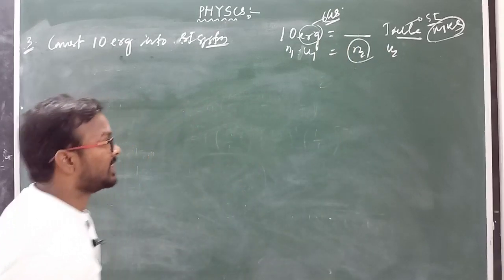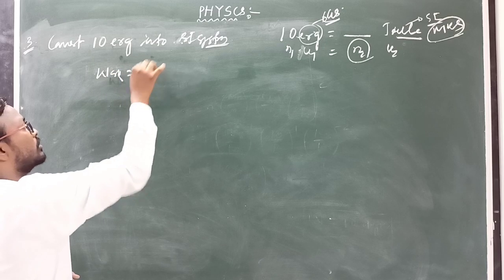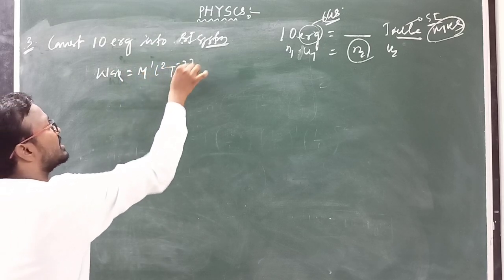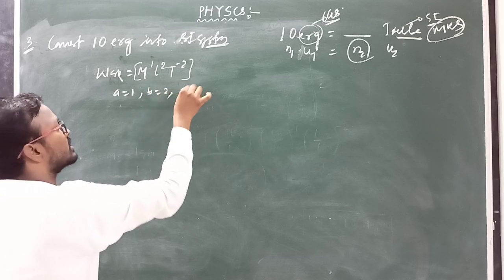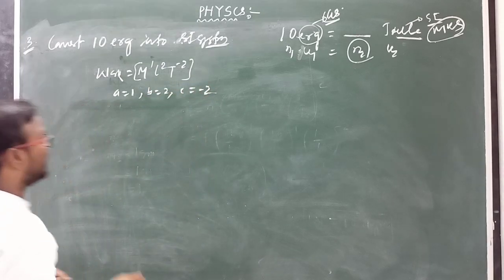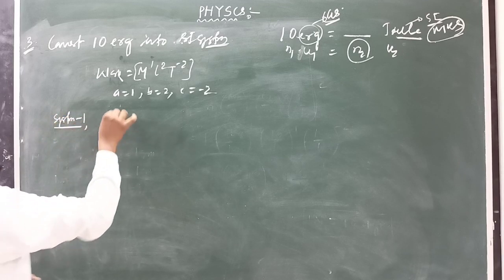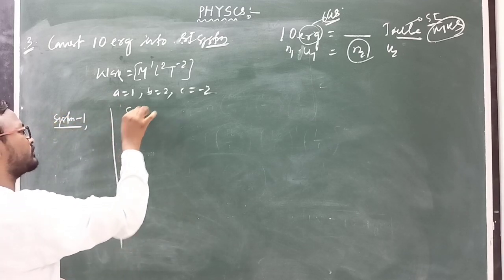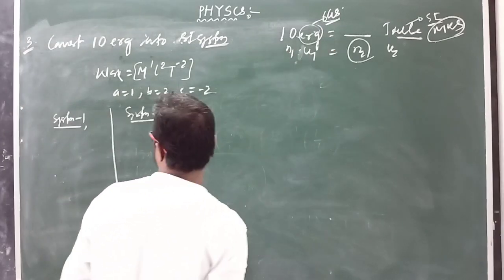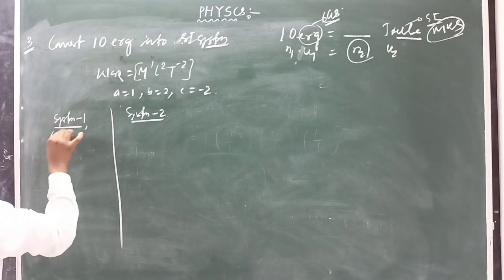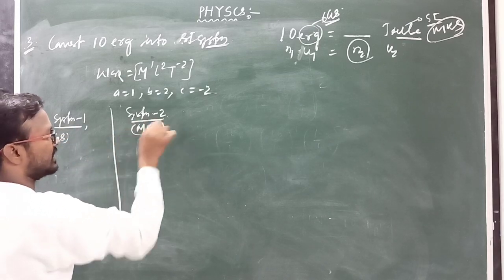So first we have to find what is the physical quantity here, because here joule and this is erg, so the physical quantity is work. And its dimension you already know, M1 L2 T minus 2. So A equal to 1, B equal to 2, C equal to minus 2. Then you have to write system 1 and system 2. Here system 1 is CGS system, and you can write here MK system 2.